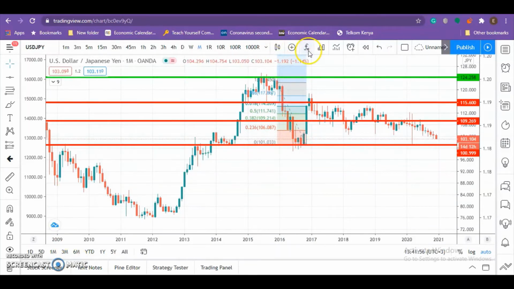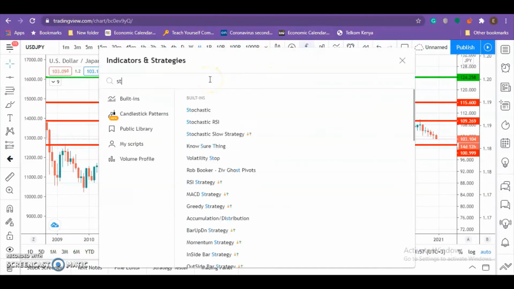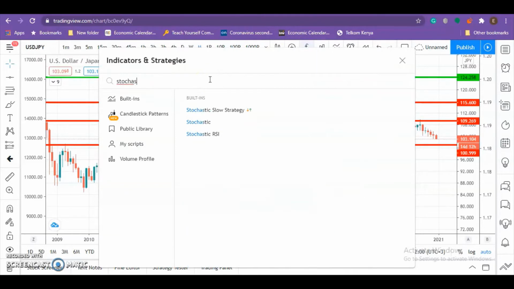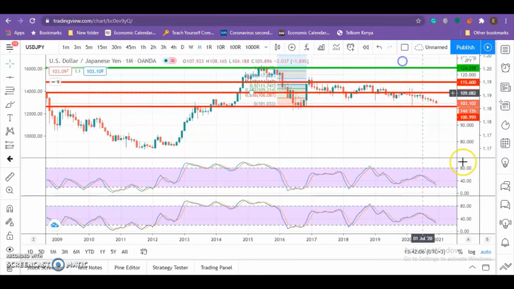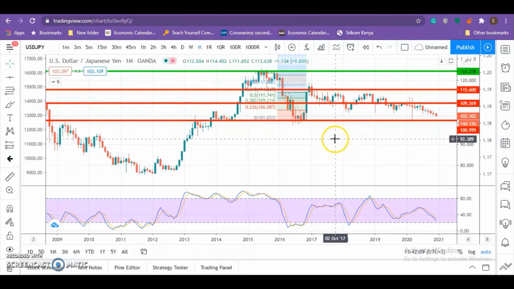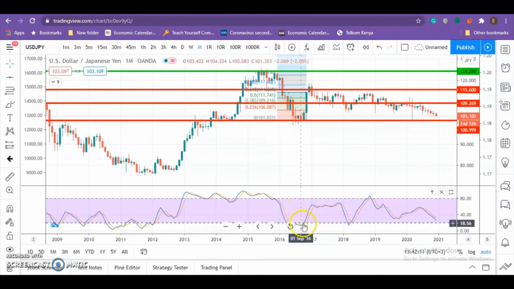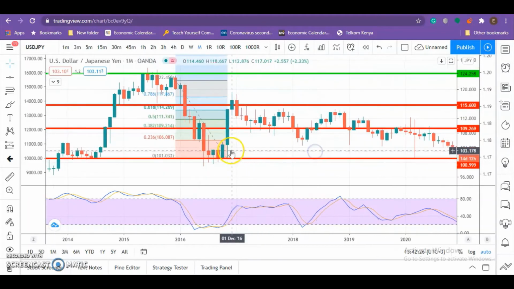Let me add the stochastic for you guys so that probably you can see what I'm saying. When you get used to it, trust you me, even these indicators you will not be using them at all. So you can see at this point our chart was oversold, so we expected a good buy. So we could have put a buy here on this month, or even at the closing of this month, or at the middle of this month here.